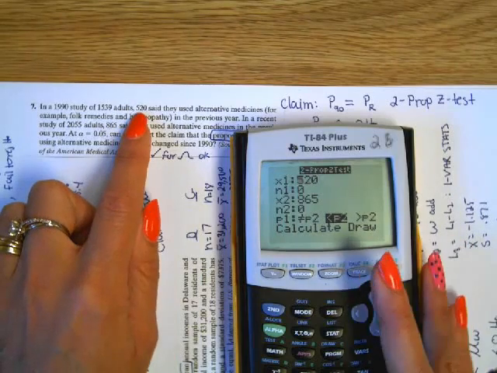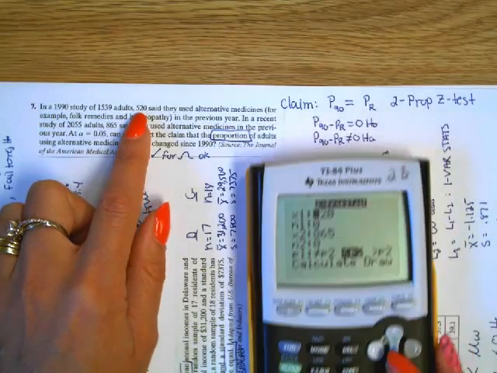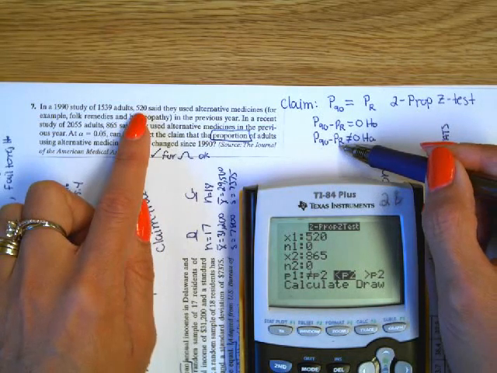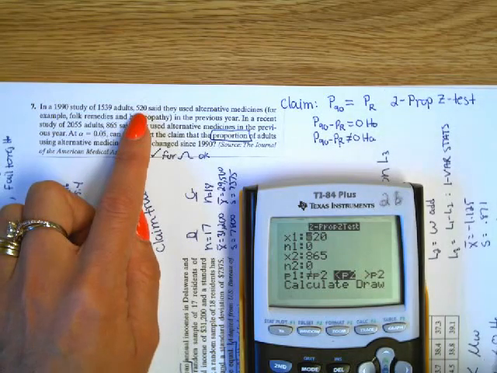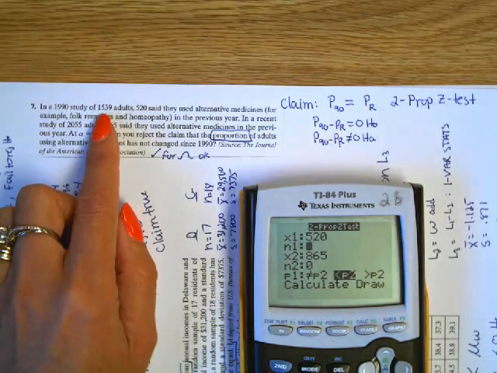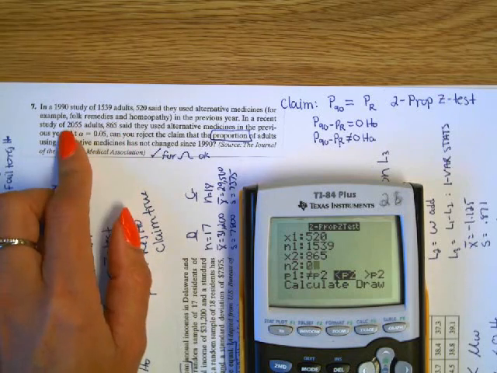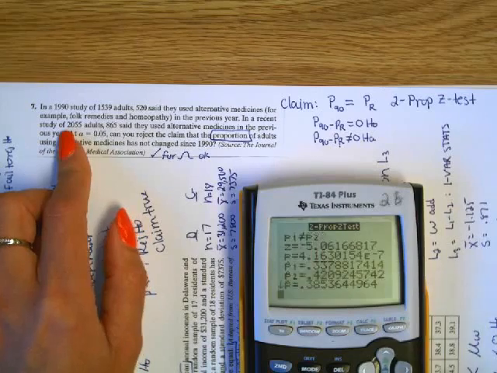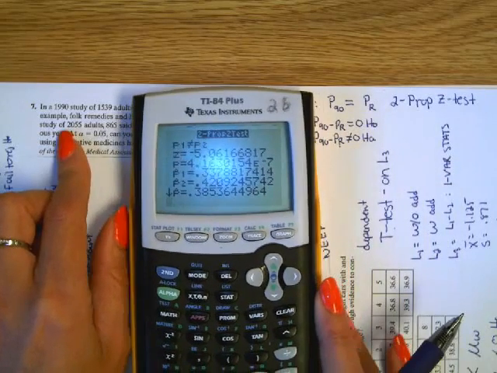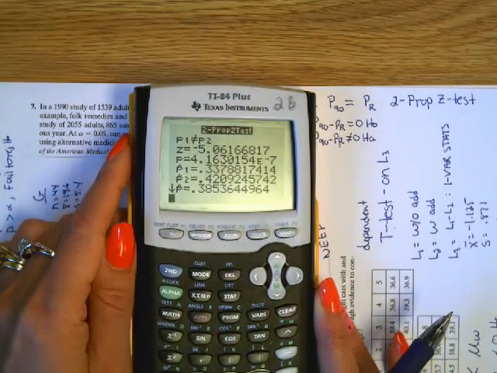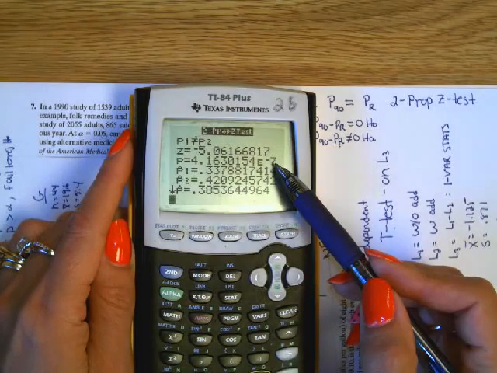So we've got 520. And our sample 1 is what we wrote first, so that's the 1990 information. And the recent is our sample 2. 865, and we've got a not equal to. What's that probability? Some of you missed this on the last test. 4.16 times 10 to the negative 7.